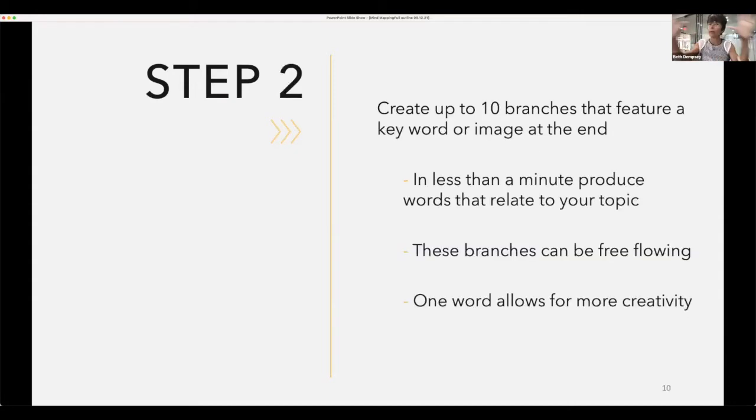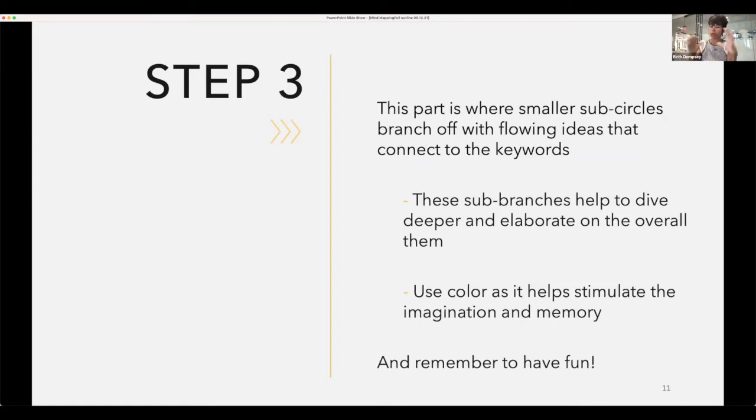And then from that, in less than a minute, you create up to 10 branches off of that main circle. Okay. And these can be free flowing, creative, but you're only to put one word in these branches. Okay. And then from there, after that minute's up, you create your subcircles and all of the different branches and ideas that connect through those. And then you dive deeper and deeper and deeper from there.